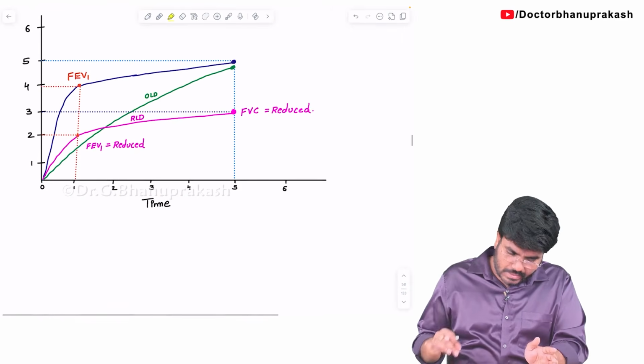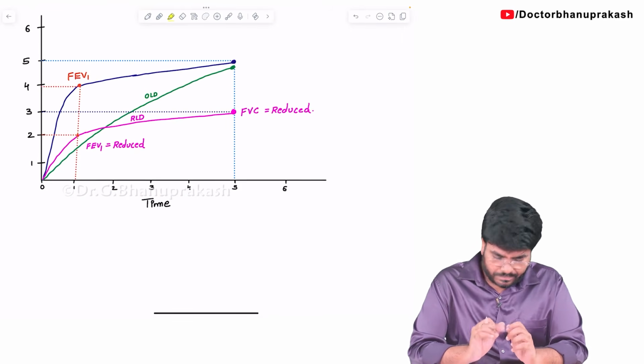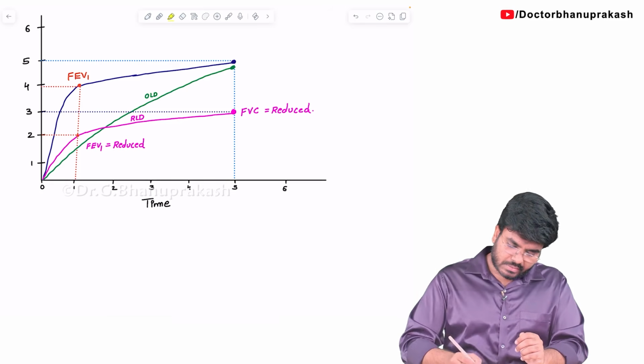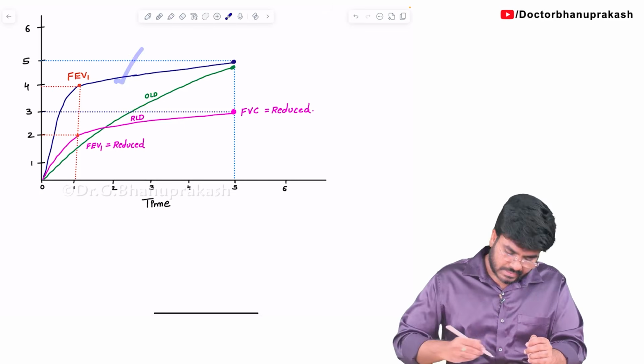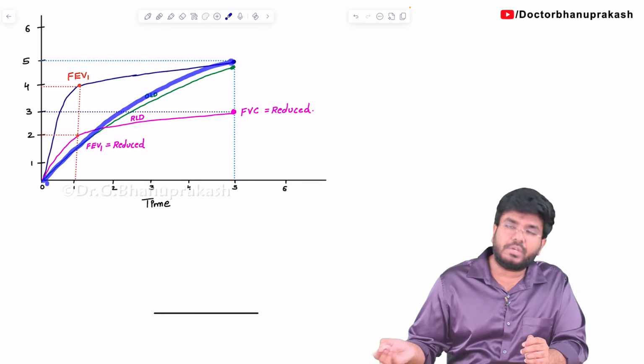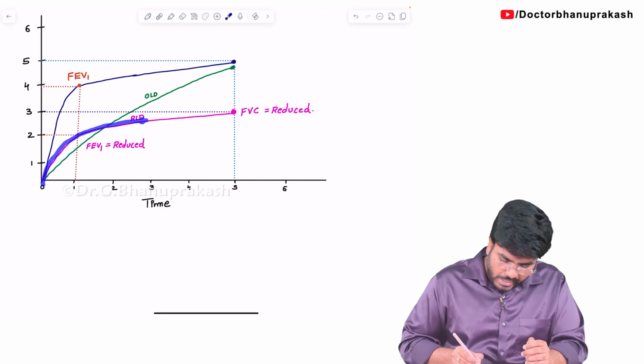Next, let's see the third case. Here we are discussing the restrictive lung disease patient. See, normal is completed, we know normal. Then this green color fellow, who is the green color fellow? Obstructive lung disease. Now we are going to discuss the RLD patient.